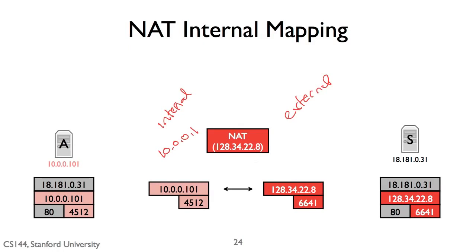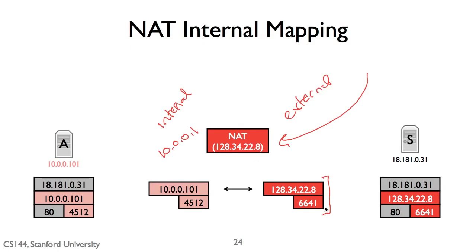So one question you can ask is that if some arbitrary packet comes into the NAT, how should the NAT respond? So now, if the NAT starts receiving TCP packets to 128.34.22.8 port 6641, it should translate them. That's what the mapping says. Now, it might have restrictions on that based on whether it's full cone, port restricted, etc. But generally speaking, packets which match this will traverse.